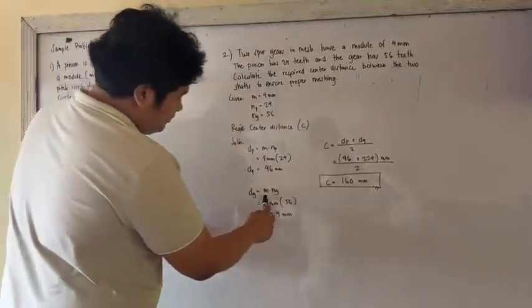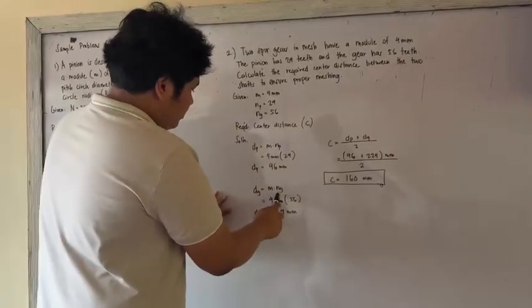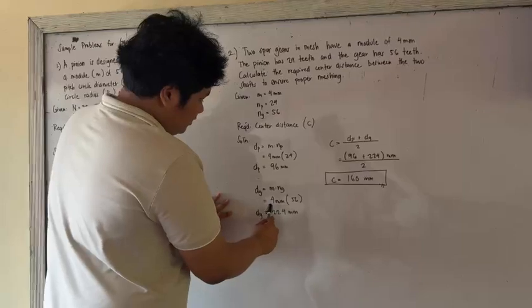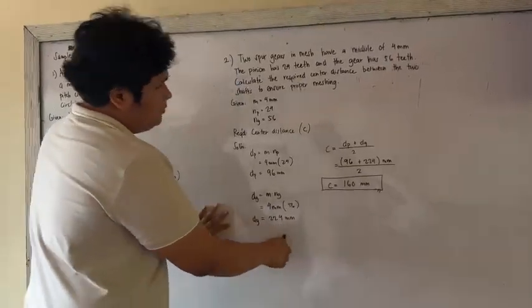And for the gear, we have the same formula, M times number of teeth for the gear. So we put the value of 4 times 56. So the diameter is 224 mm.